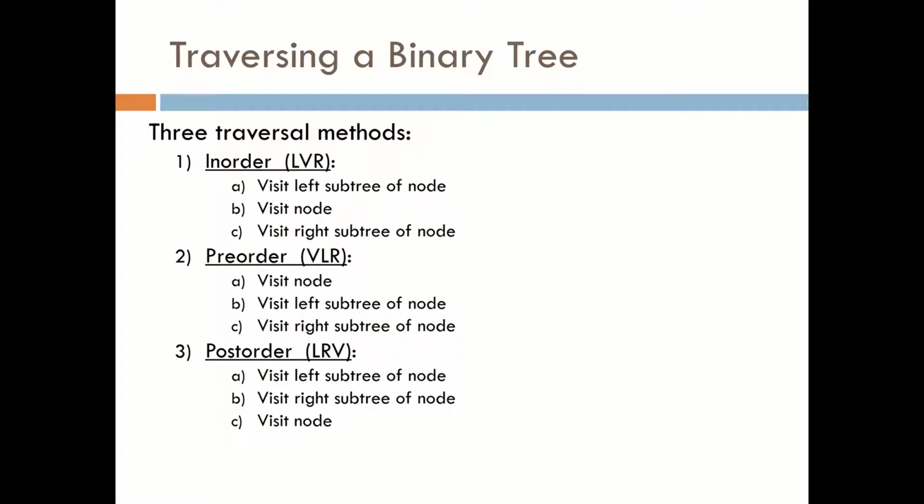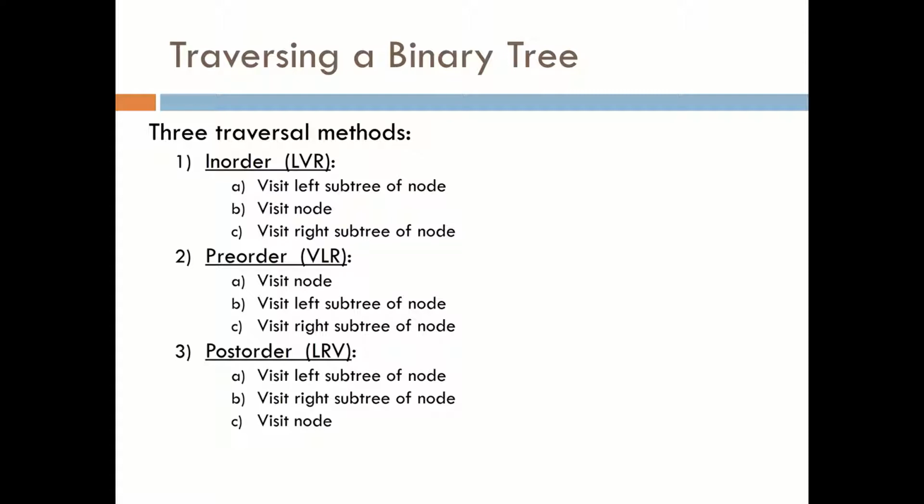And so there are three ways in which we can traverse. And by traversing, we mean visit every node that is part of the binary tree. And these methods are called the in-order, the pre-order, and the post-order methods.